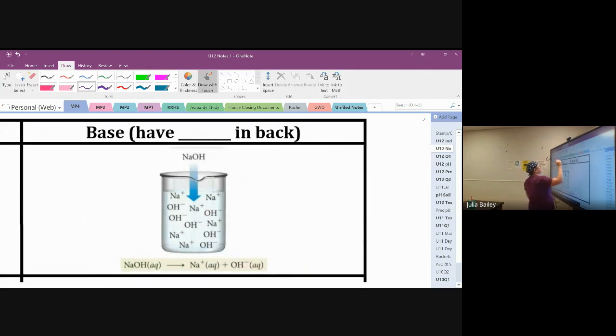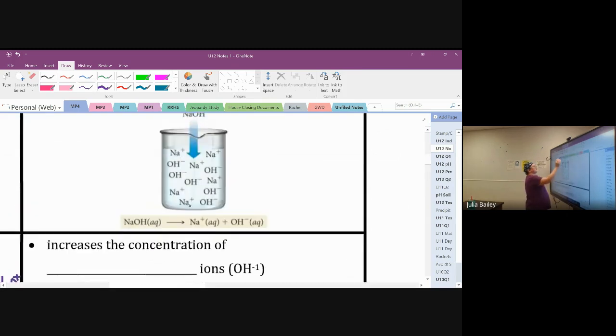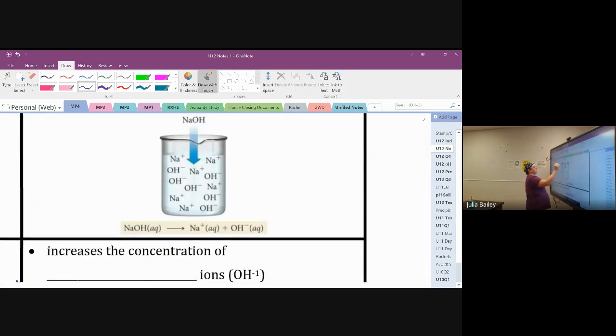Meanwhile, bases have an OH in the back. That's an ion called hydroxide. We'll talk more about that in a second. Same idea with the bases. When they dissociate in water, that means that they split apart and you get all these OHs floating around. Those are the base. That's the part that makes it a base.